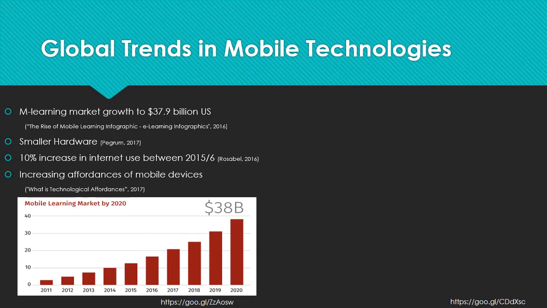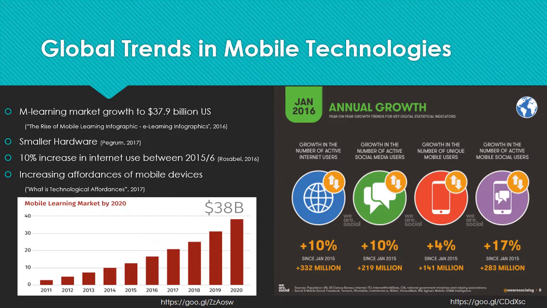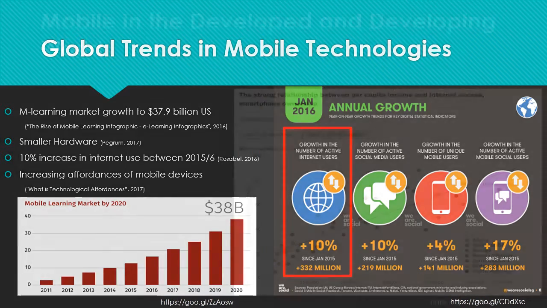The evolving hardware of mobile technology has largely influenced this as the devices become smaller and more mobile. This means that they can be used in both formal and informal education. The number of people with network access is also increasing, as shown by the 10% increase in the number of internet users from January 2015 to January 2016. Along with this, there has also been a shift in affordances of mobile devices in which they are becoming more sophisticated and able to lend themselves to a wider range of functions.